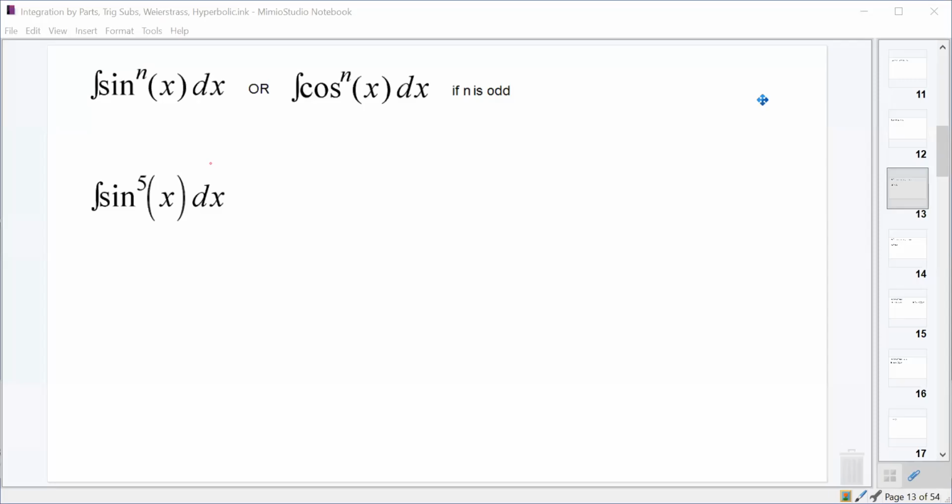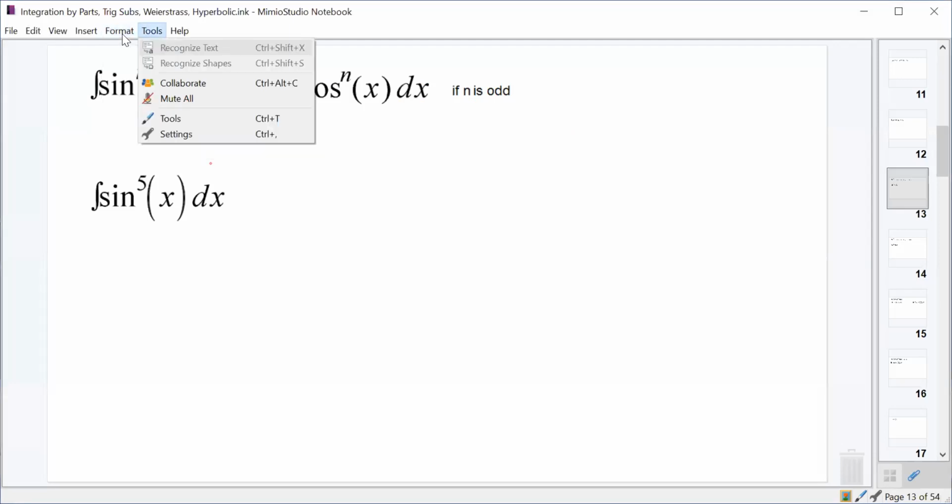All right, so like I was saying, we're going to do some trig integrals today, and some of them you'll be familiar with, some of them you will not. This is one that you should be very familiar with already, how to do this. How do we go about sine to the n or cosine to the n if the n value is an odd number?